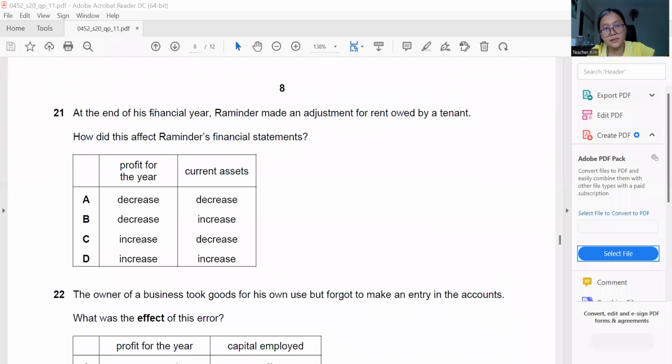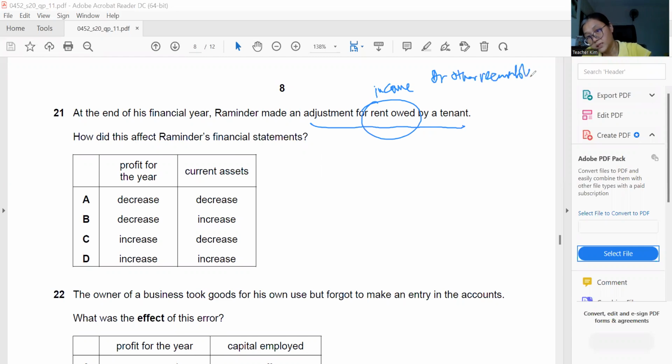At the end of his financial year, Raminder made an adjustment for rent owed by the tenant. How did this affect the financial statements? So make an adjustment, rent owed by tenant. This is an income. So income owed at the end of the year is an asset. So we will debit other receivable and credit rent receivable.